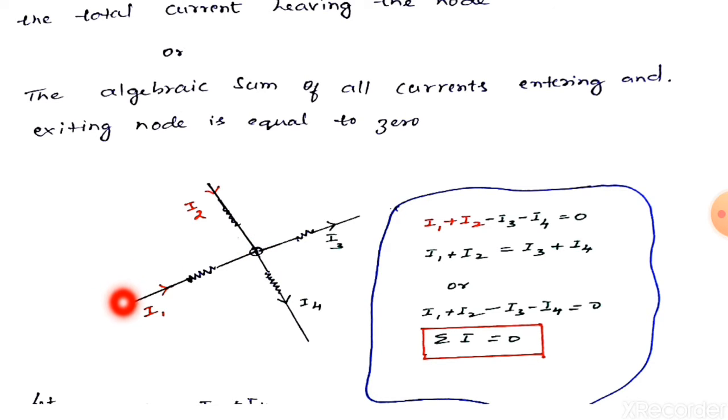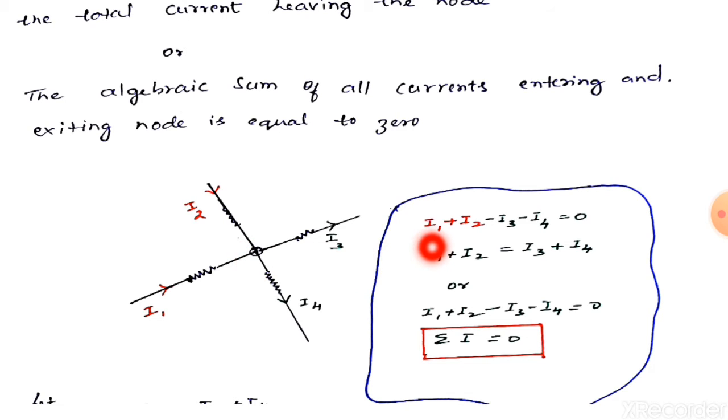So here, we can see from the diagram. I1 is the current which is entering into the node. I2 is the current which is also entering the node, and I3 is the current which is flowing out of this node, and I4 is the current flowing out of this node. Now let us consider the current flowing into the node as positive, and the current leaving the node we can take as a negative sign. Applying the sign convention, the current entering the node is positive, and the current leaving the node is negative.